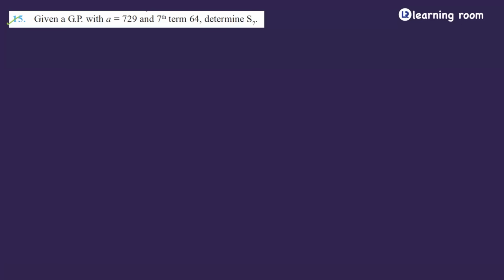Given a geometric progression with A is equal to 729 and the seventh term is 64, determine S7, sum of the 7 terms. So A is 729. Seventh term means what? A into r power 6 is equal to 64. Right? Seventh term is A into r power n minus 1. So this implies 729 into r power 6 is equal to 64.